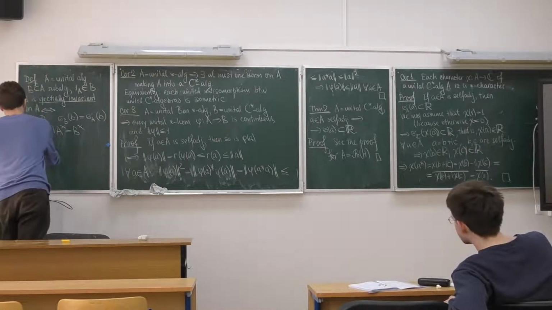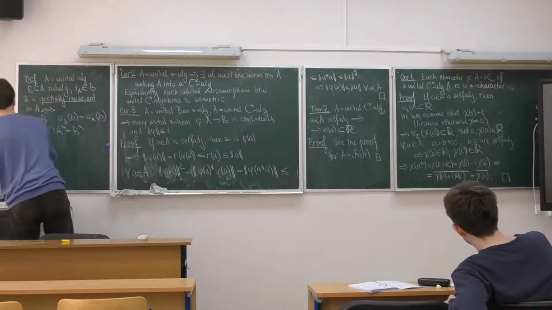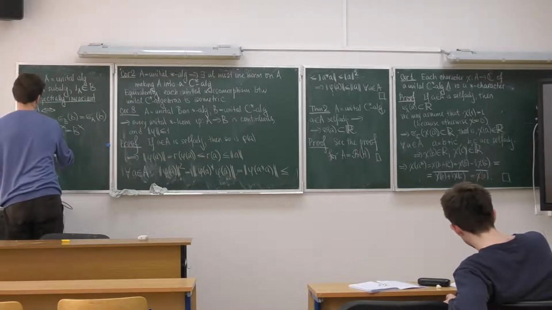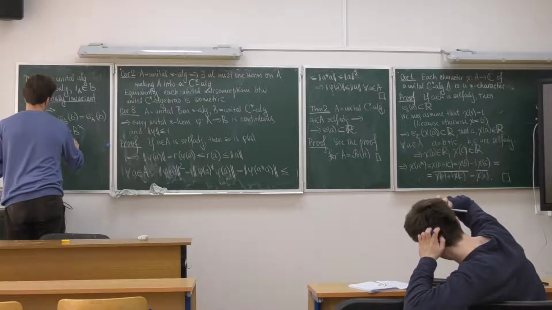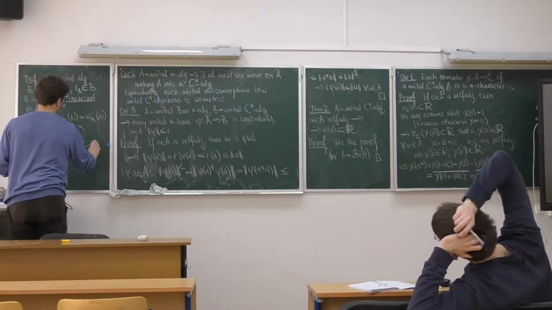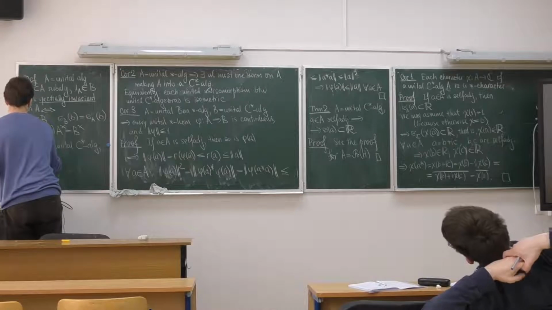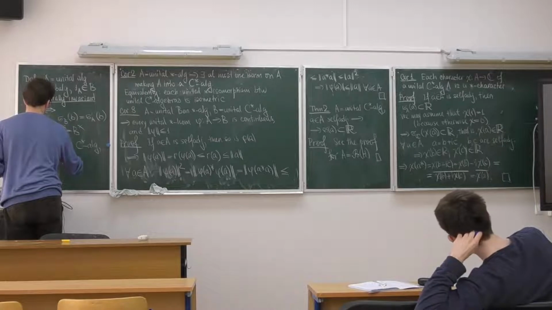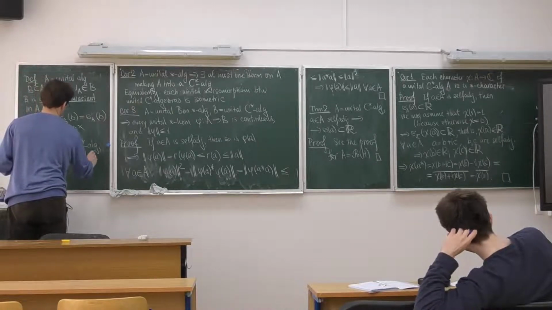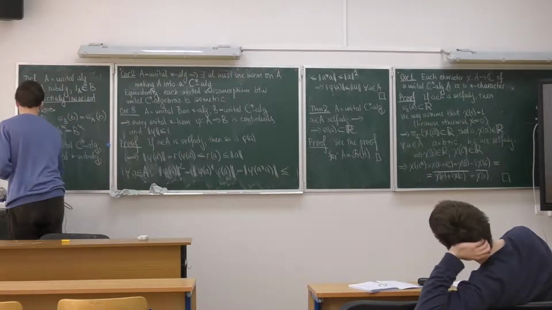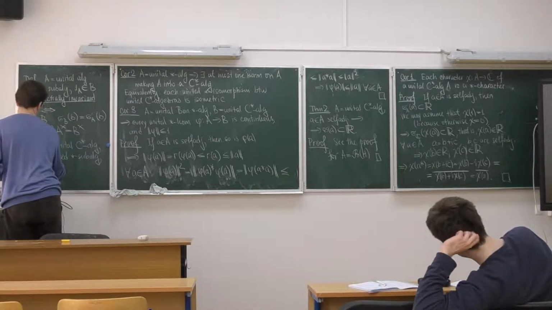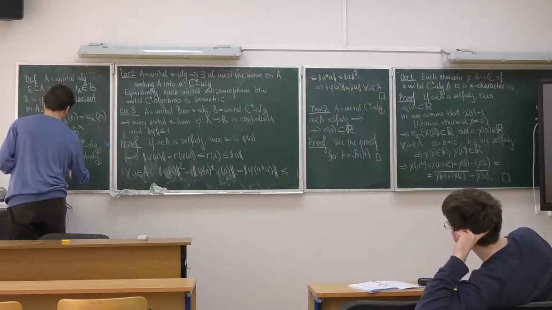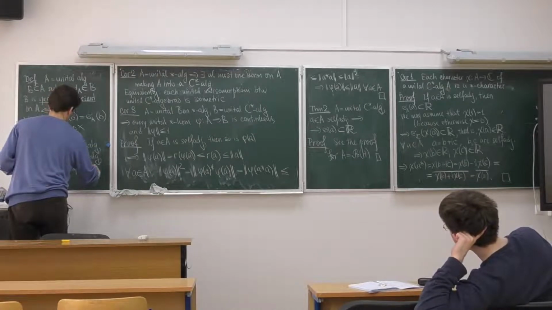And we now have the following corollary. Corollary 2. If A is a unital C-star algebra and B is a C-star subalgebra, that is a closed star subalgebra containing the identity of A, then B is spectrally invariant in A.